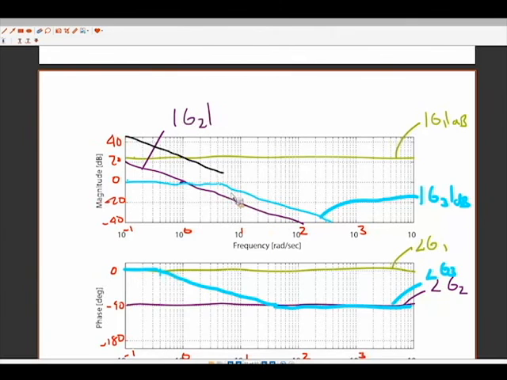oops, I was a little off here. I drew it to 50. Let's redo that. By the time I get to 40 radians per second, now it's going to be at somewhere a little bit less than negative 20. Is that correct? Yes, okay. So this is a slope of negative 20. This is a slope of negative 40 in this region.